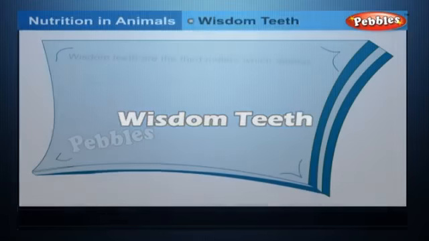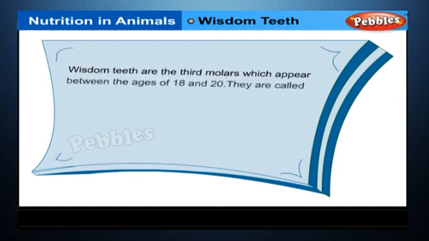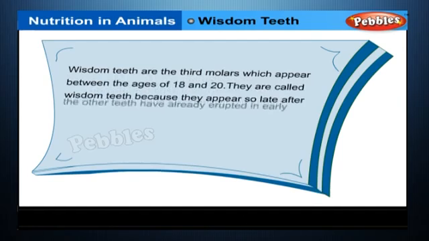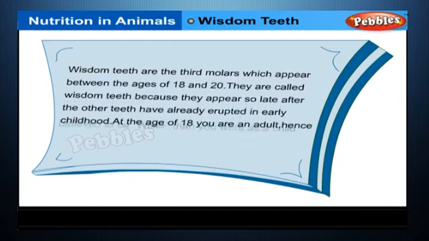Wisdom teeth. Wisdom teeth are the third molars which appear between the ages of 18 and 20. They are called wisdom teeth because they appear so late after the other teeth have already erupted in early childhood. At the age of 18, you are an adult, hence believed to be wiser than you were as a child.